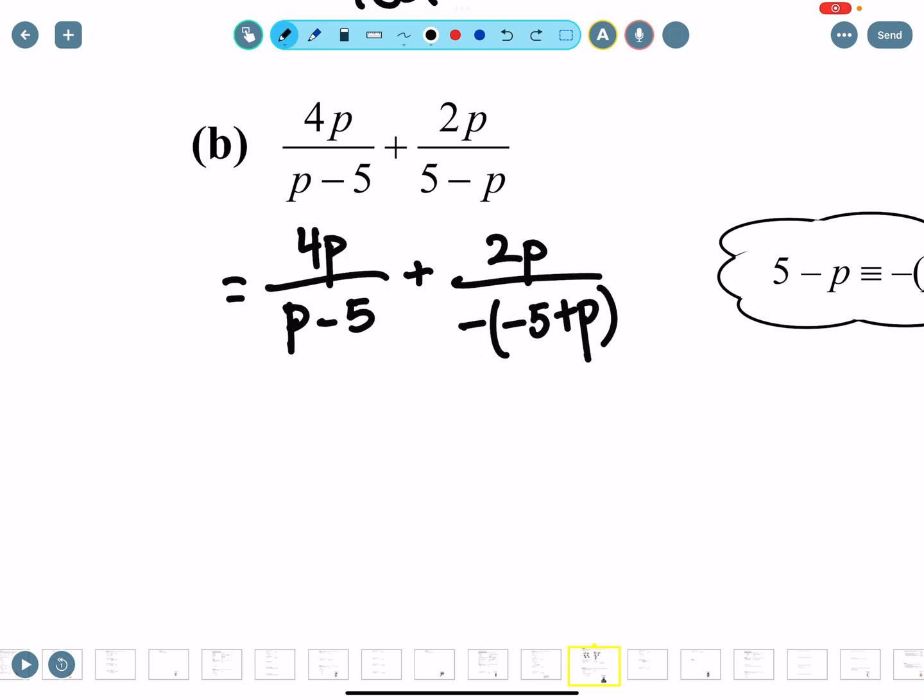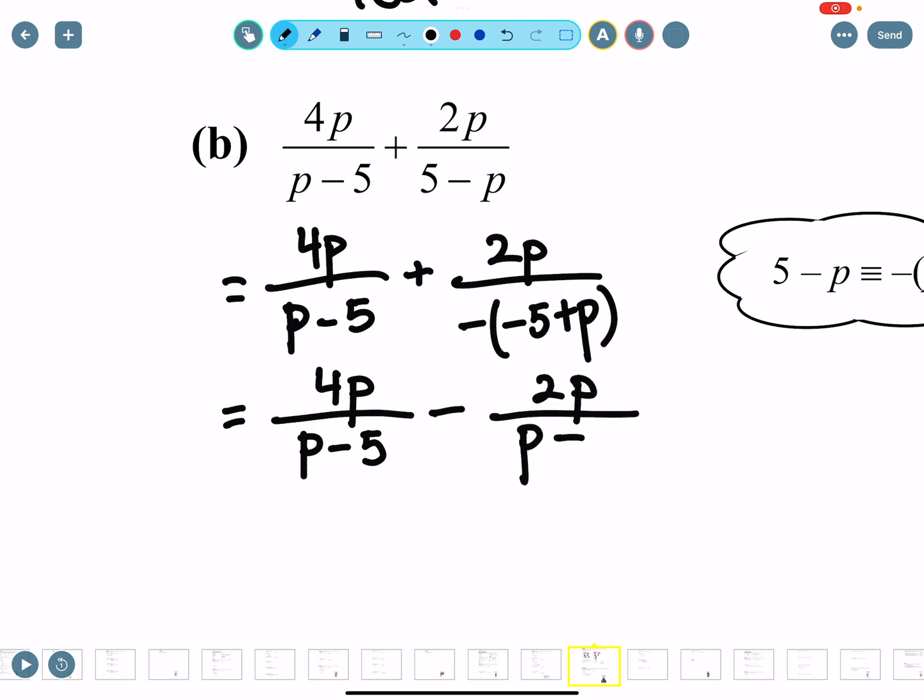I just didn't put in the right order. So let's see what happens. So we have 4p over p minus 5. This minus is going to combine with that plus. It's going to be minus 2p. And then I'm going to swap the order. I'm going to put positive p on the front now, minus 5.